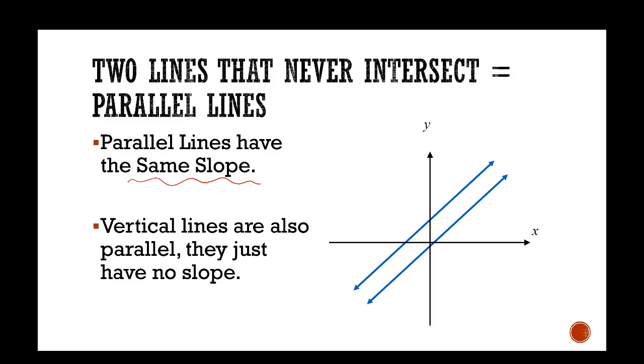Vertical lines are also parallel, so two vertical lines, they just have no slope. So if there was a line that ran parallel to the y-axis, then they would just have no slope. Excuse me. So parallel lines have the same slope.